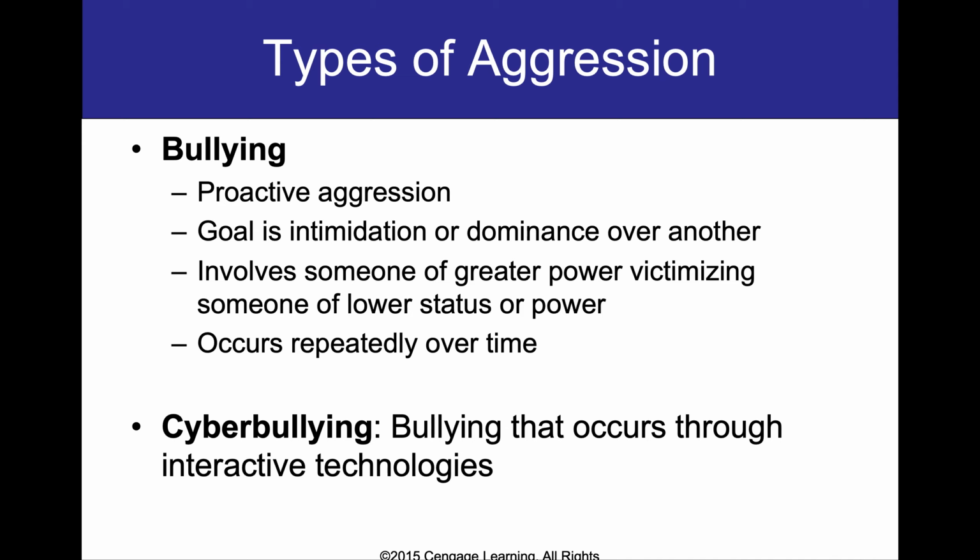Bullying. This is another type of aggression. Bullying is proactive. You're doing it beforehand, and the goal is to intimidate you or dominate over you to force you to do what I want done. This involves someone of greater power victimizing someone else who seems to be of lower status or lower power. When I say this, I'm speaking generally, not that we all do this, but a bully is going to find a person who has low self-esteem, because they're the easy target for bullying.